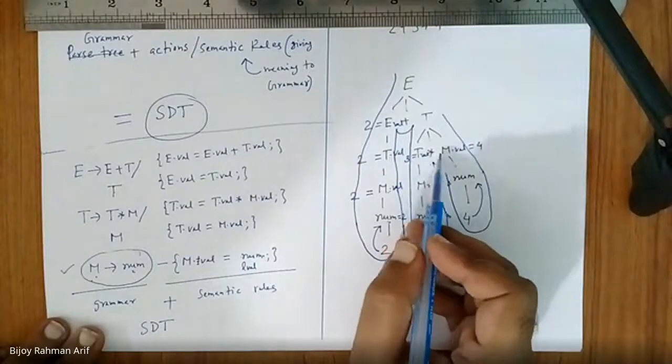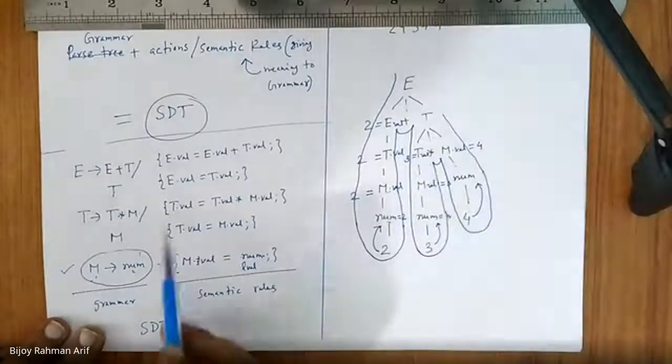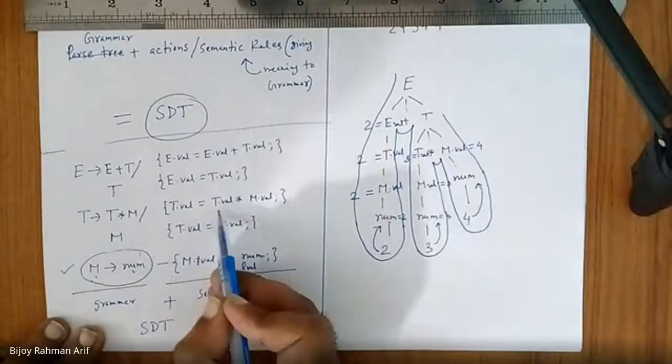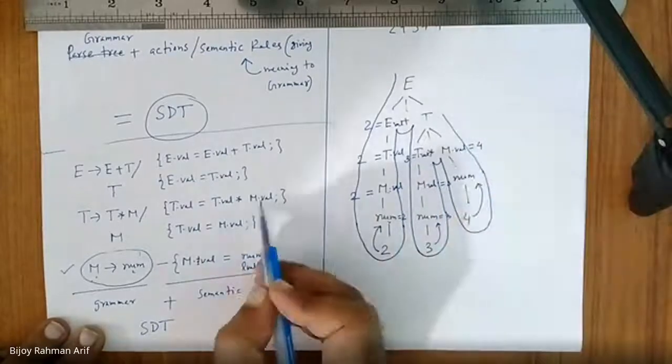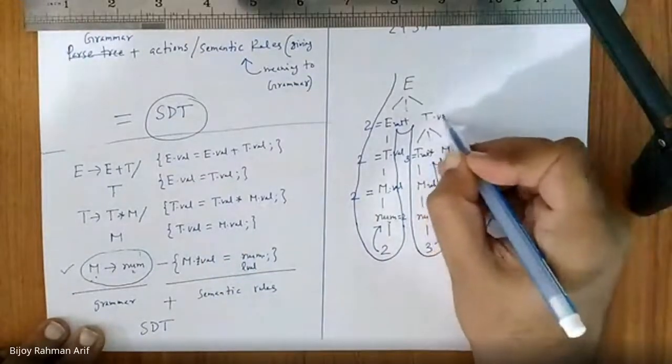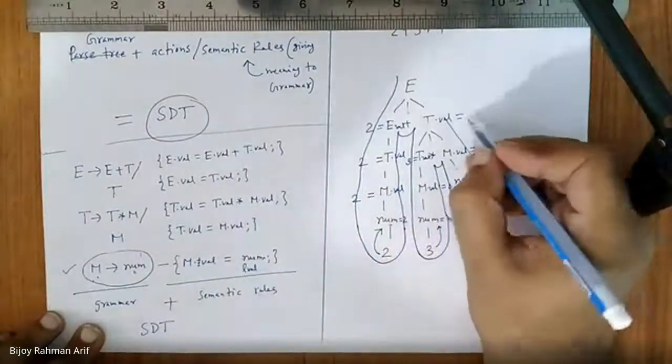T star m reduces to t. So t star m reduces to t. So this t has a value now 3, and this m has a value of 4. So what would be the case? T dot val would become t dot val star m dot val. So it is nothing but 12.